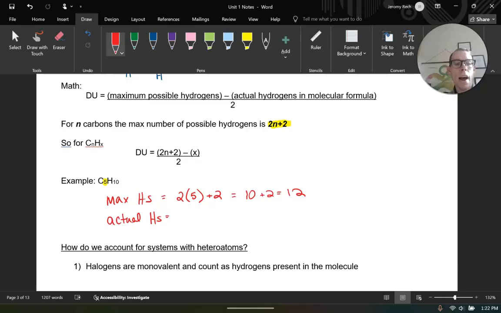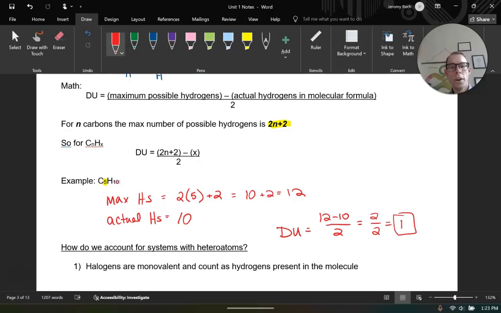Now we need to know how many are actually there. This part I actually really like because it's super easy. Just look at how much are written. So here we see that there are 10 that are written in our molecular formula. Now to do our degree of unsaturation, we are going to do 12 minus 10 divided by 2. The most common mistake outside of just subtraction is students forgetting to do the divide by 2. 12 minus 10 gives us 2. 2 divided by 2 gives us 1.